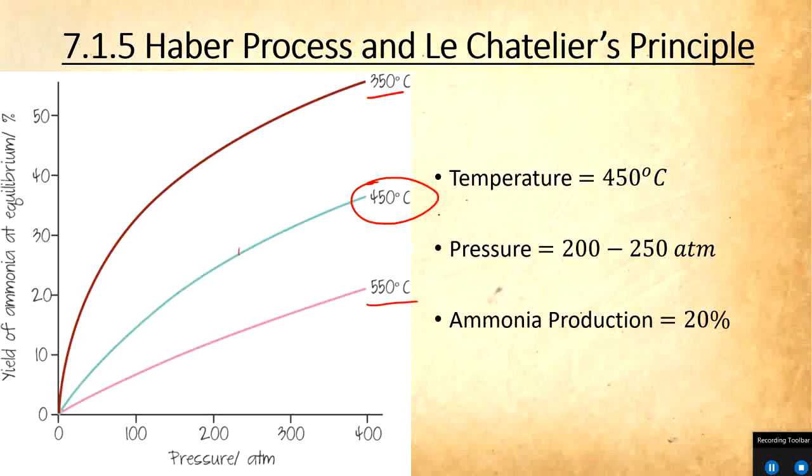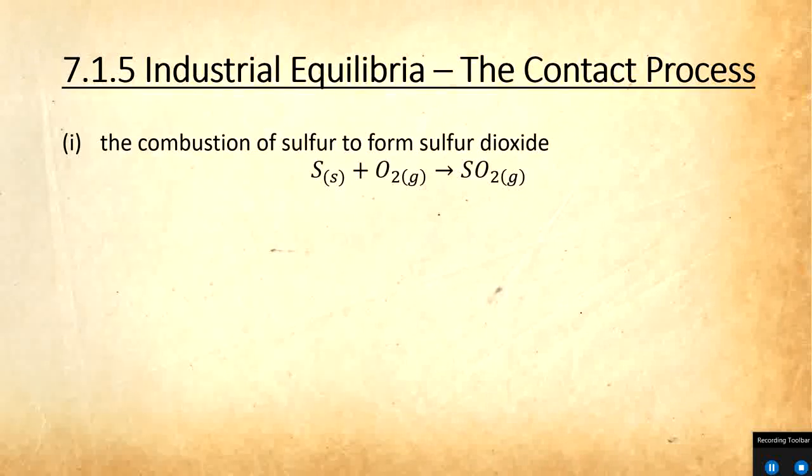Okay, so this is the Haber process or Haber-Bosch process. The next process we're going to look at is the contact process. So the contact process is used for producing sulfuric acid, which again has a lot of industrial purposes, which we'll look at next.